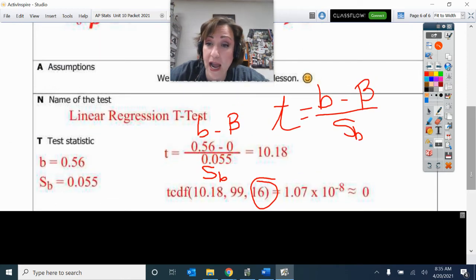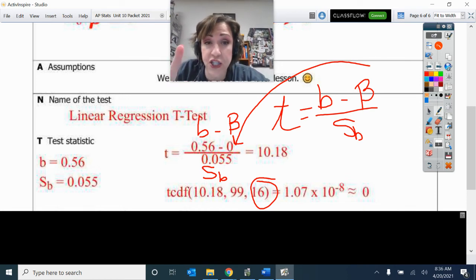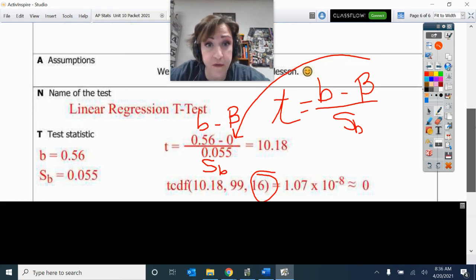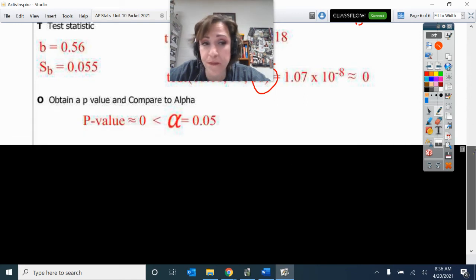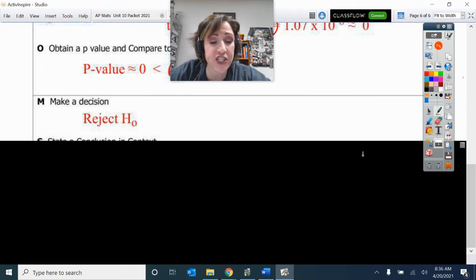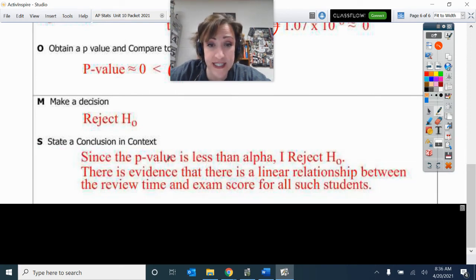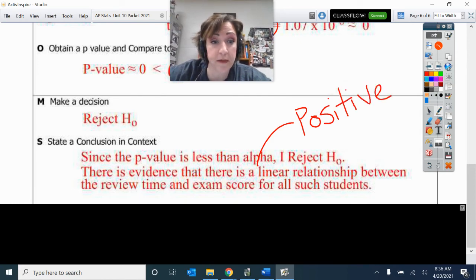Now, notice our hypothesized value was 0. That's the most common beta. I've seen it only once on an AP question be something else. I've seen it be 2 before, but otherwise, it's mostly always 0. And there's our p-value, less than alpha. So what are we going to do then? Reject H0. So we have evidence of a positive linear relationship between review time and the exam score for all students. I think that's the end of that.